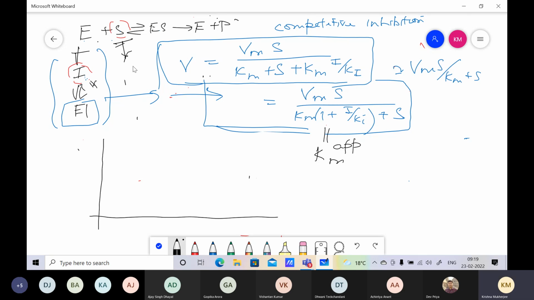It doesn't matter how much inhibitor I had. If I had excessive substrate, everything will be favored by this reaction. The enzyme will be saturated by substrate. So I would therefore have the maximum V, which is equal to Vmax.